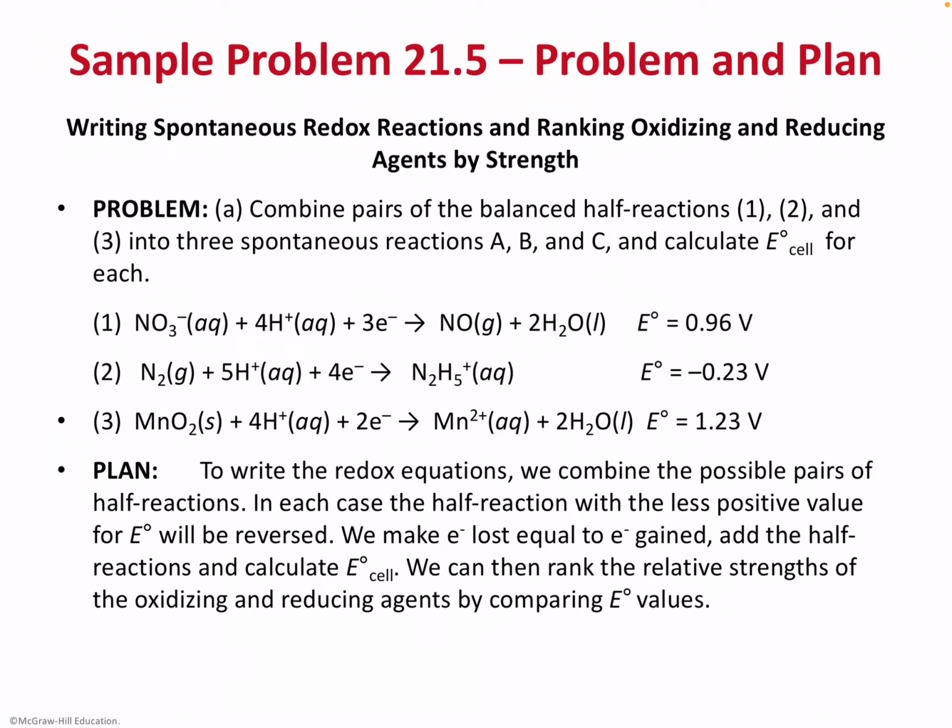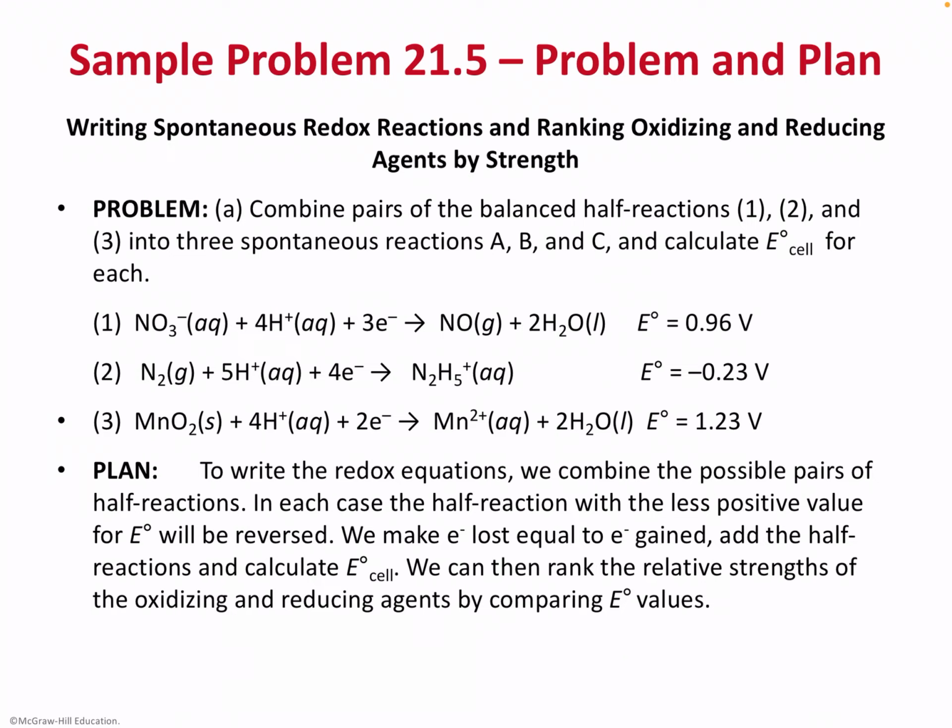Here's another example. 3 examples in fact. Combine pairs of the balanced half reactions 1, 2 and 3 into 3 spontaneous reactions A, B and C and calculate E naught cell for each. Combine pairs of the balanced half reactions. So we are given E naught values. Now we are going to calculate E naught cell for each at the end. How are we going to do it?